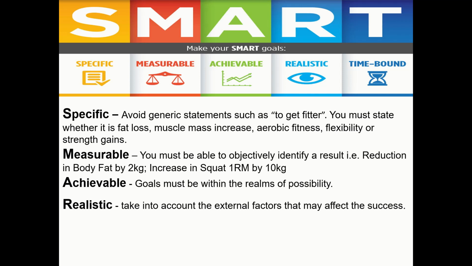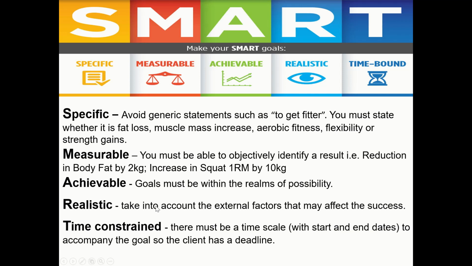And that leads us nicely into the last one, which is time bound. So here we have to make sure that there is a timescale with start and end dates to accompany the goal so that the client has a definitive deadline. So this is just to make sure that the goal is time constrained and that there is an end target for the client to actually work towards. This can increase motivation, maybe encourage harder work during that particular time frame. If we didn't have an end target and we didn't have an end goal deadline, then of course that might reduce motivation and not actually provide any kind of stimulus for the client to work towards an end goal.